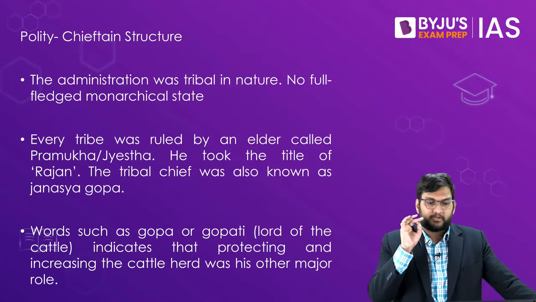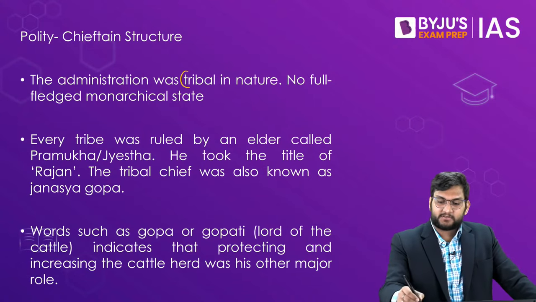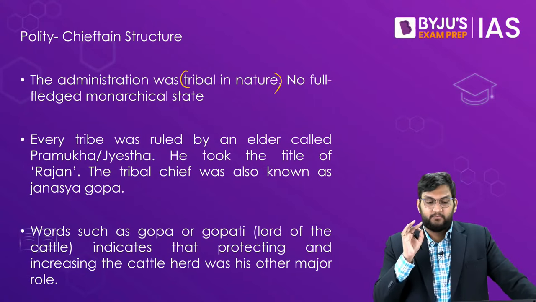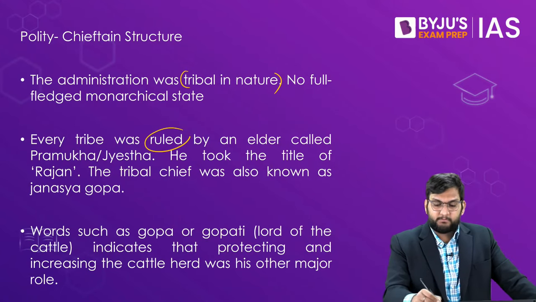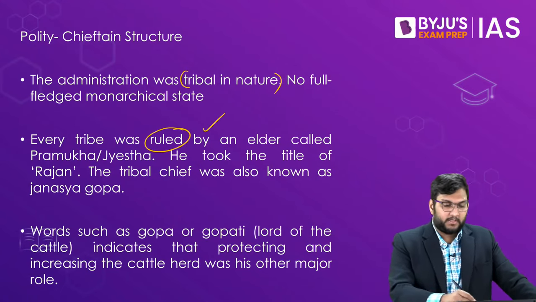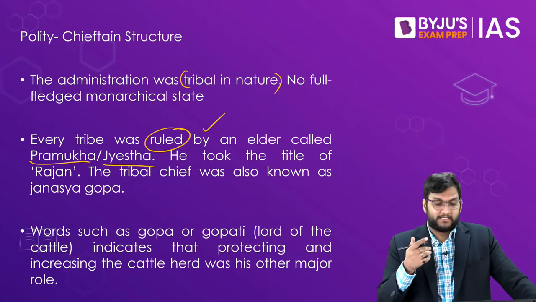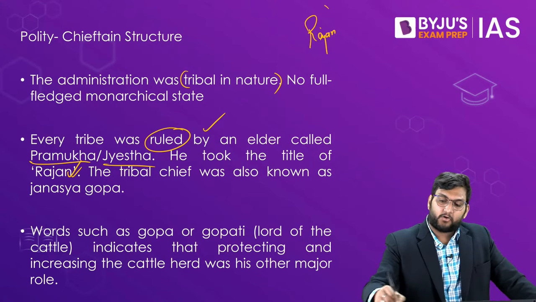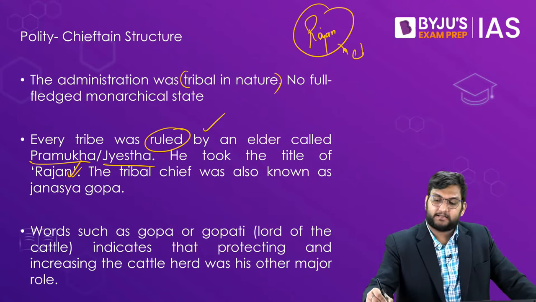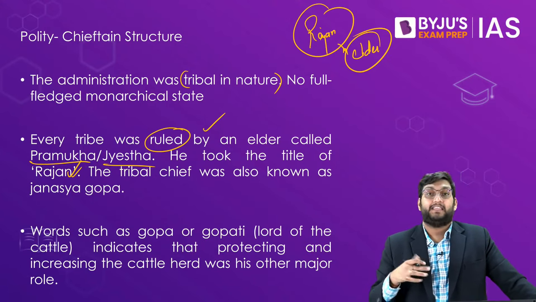So, what is the polity? It's a chieftain structure. The administration was tribal in nature, no full-fledged monarchical state. Every tribe was ruled by an elder called Pramukha or Jeshtha. He also took the title of Rajan. So here the word Rajan has a connotation of a village elder, and he is not a Rajan in the sense of a monarchical king.